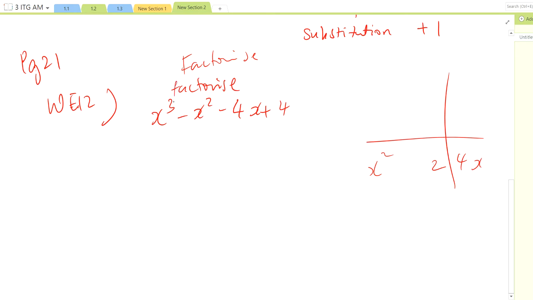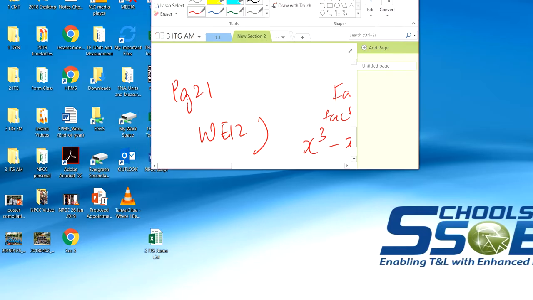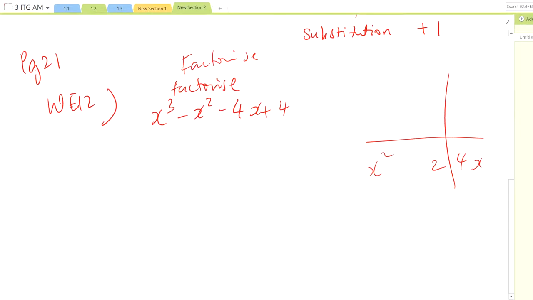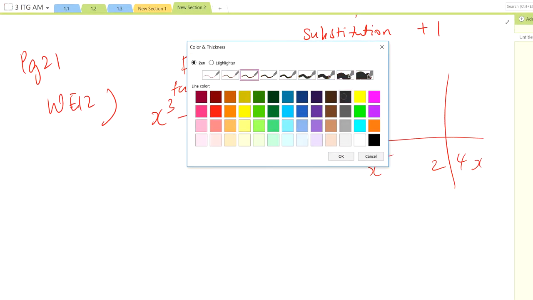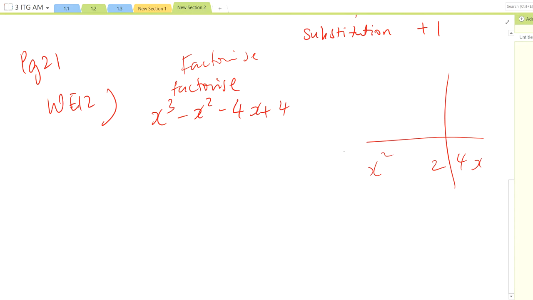Okay, how should we factorize this now? Take note, look at the screen first. Everybody look at the screen. I remember something that all my previous students keep making this mistake. Okay, this is the question. Factorize this.